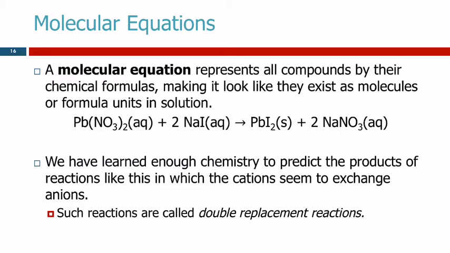We've learned enough chemistry now that we can predict products of equations like this. Reactions like this are called double replacement reactions. Because as I showed you when we looked at this as a precipitation reaction, lead and nitrate are coming to the mixture together, sodium and iodide are coming in together, and then they're swapping partners, right? They're switching it up. That's double replacement. Two people are getting replaced.